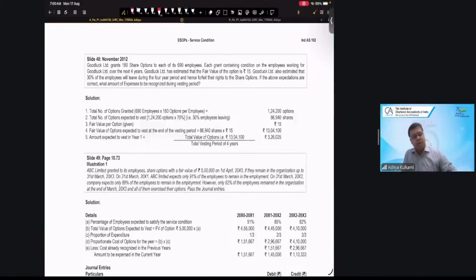Today we will be doing the revision on Ind AS 102, that is share-based payments, a very important standard from your examination perspective. You can expect 6 to 8 marks on an average regularly coming in your examinations and a highly scoring topic as well.